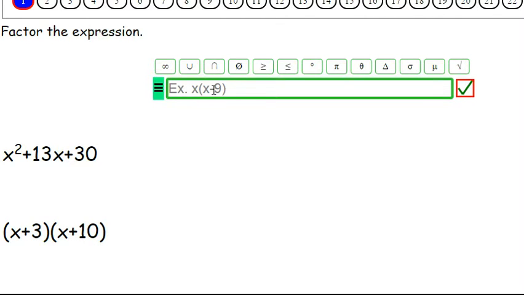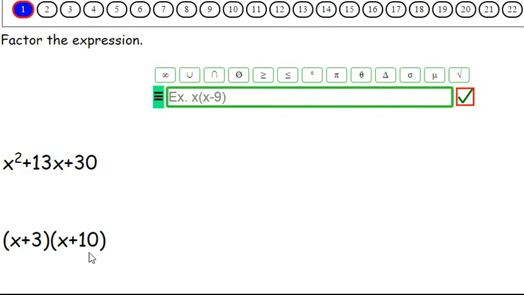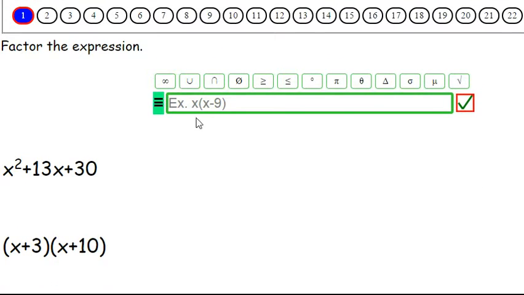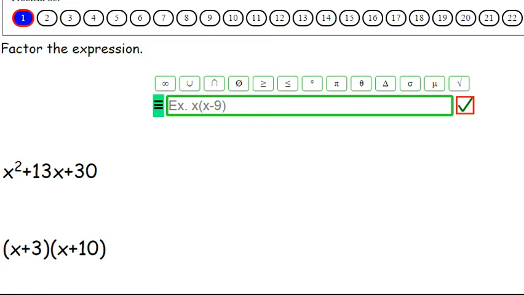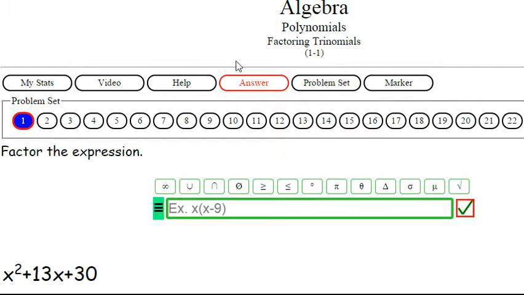Now when you go to type it in up here, you notice this number is smaller than this number. So the way I'm working this is you'll type it in just like that, the smaller number first and then the larger number. Even though x plus 10 times x plus 3 is also an answer, I don't have all those answers programmed in.